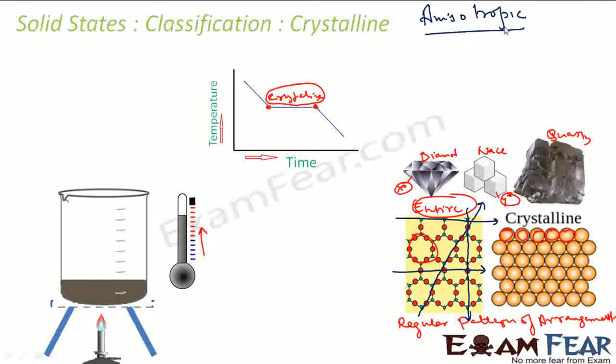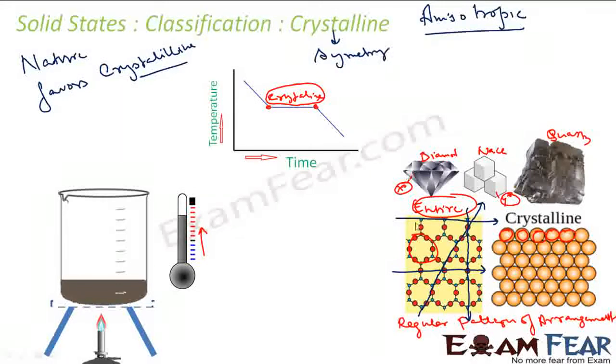And please note, most of the solid matter we see is crystalline. Nature favors the crystalline nature of solids. Why? See, crystalline is more about what? Symmetry and regular arrangement pattern, as I told here. Correct? So crystalline is all about symmetry and regular arrangement of pattern.